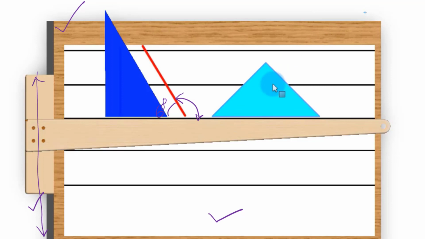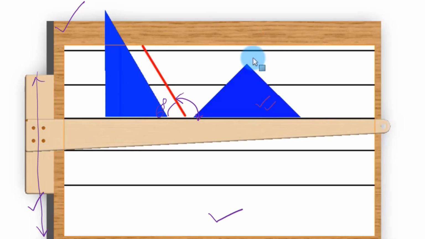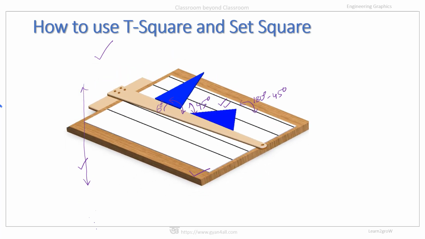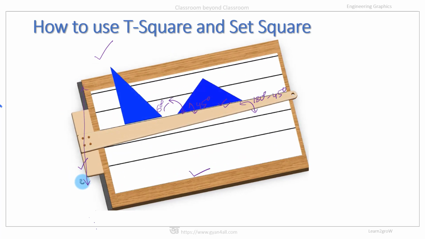If we want to draw lines at an angle of 45 degrees, then we can use this 45 degree set square. We can fix the set square in the required position and draw the required lines at the required angles. So if we use this one, then this is equal to a 45 degree angle, and for this it is equal to 180 minus 45 degrees. So this way we can draw the required angles with the help of set square and T-square. This is our drawing board along with the set square and T-square.